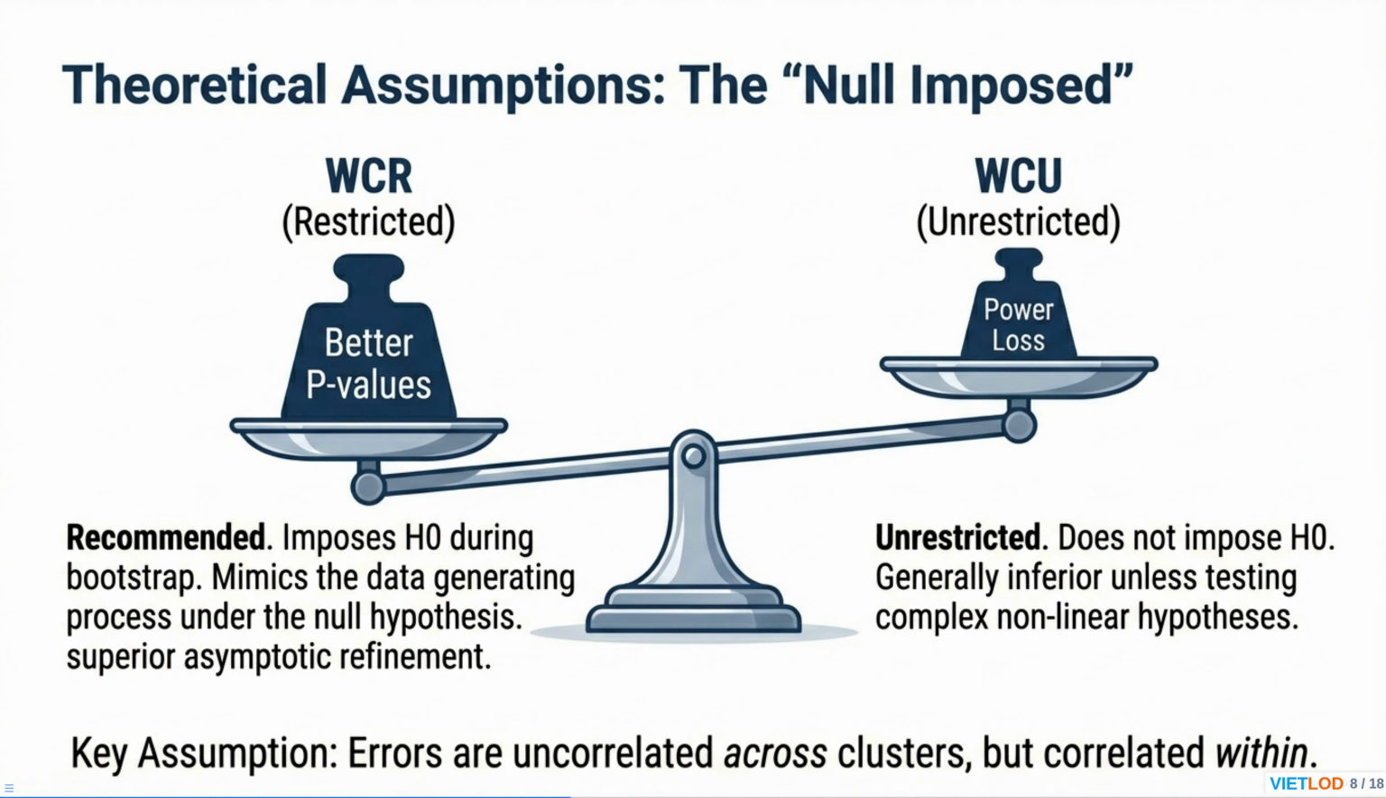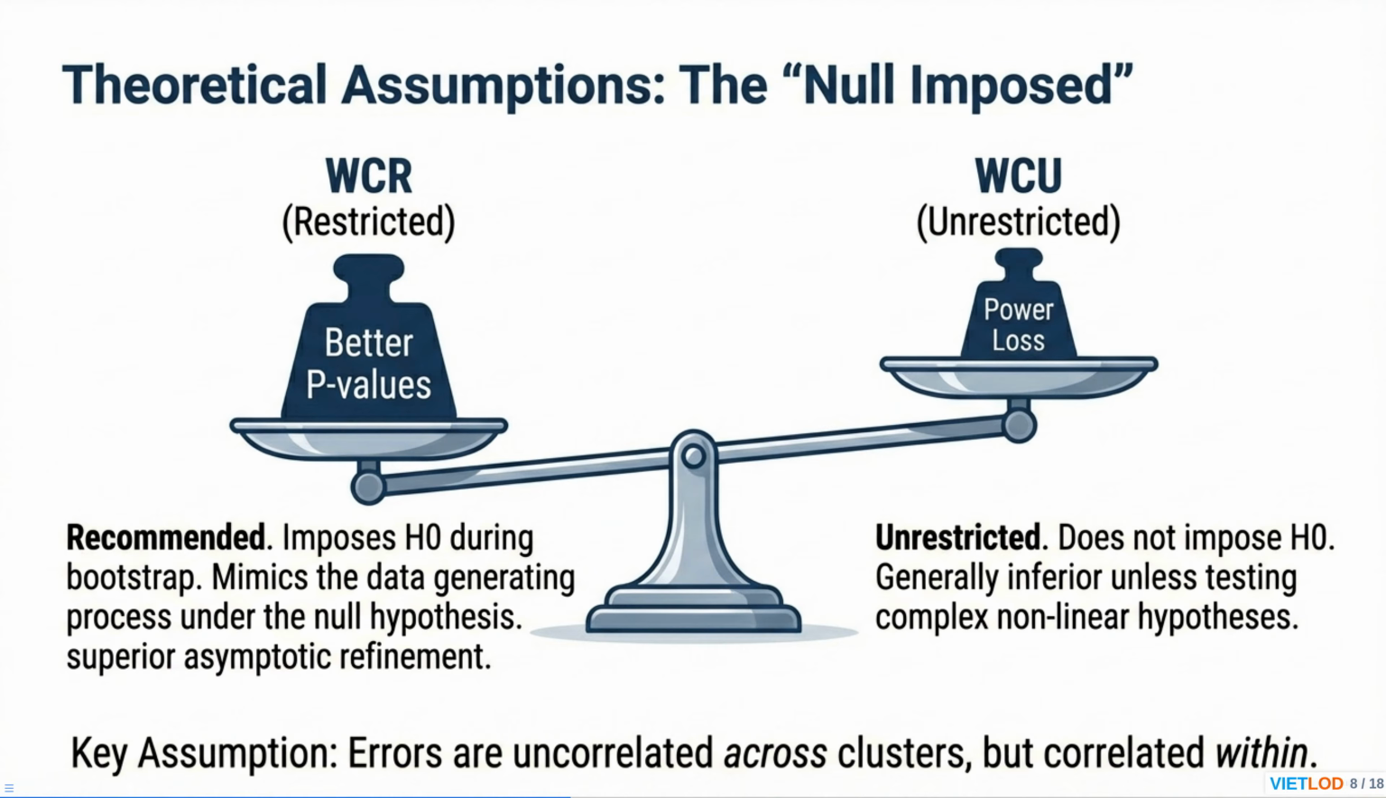The alternative is the Wild Cluster Unrestricted Bootstrap, or WCU. This method does not impose the null hypothesis. While it has its niche uses, primarily for complex nonlinear hypothesis tests, it generally leads to a loss of statistical power, making it harder to detect true effects. A fundamental assumption for both methods, and for any clustered inference, is that errors are uncorrelated across clusters, but can be arbitrarily correlated within each cluster.